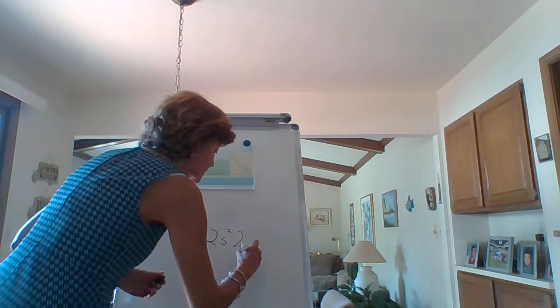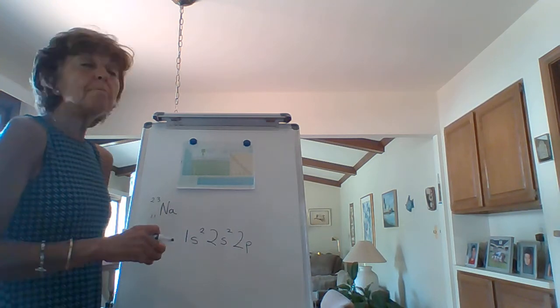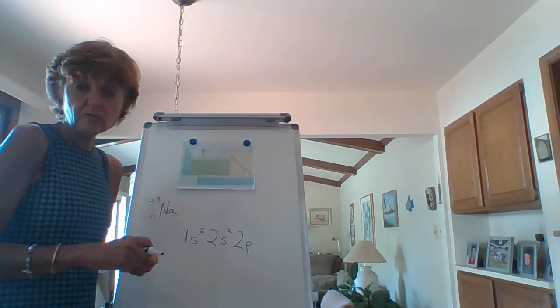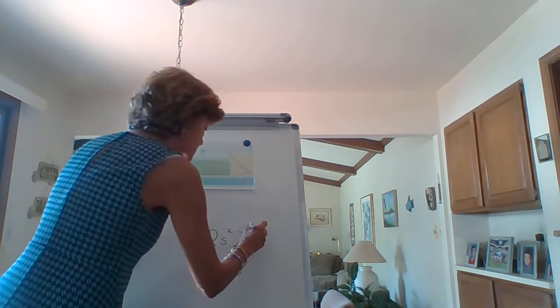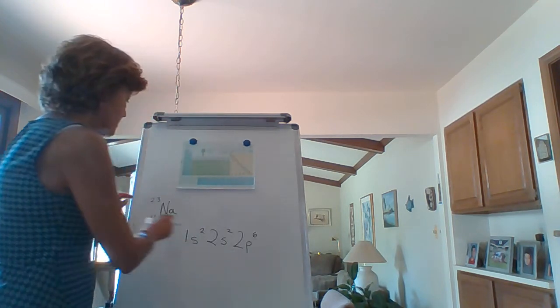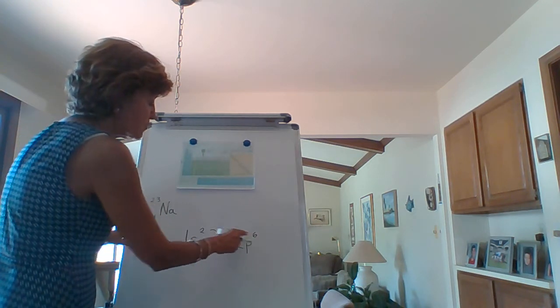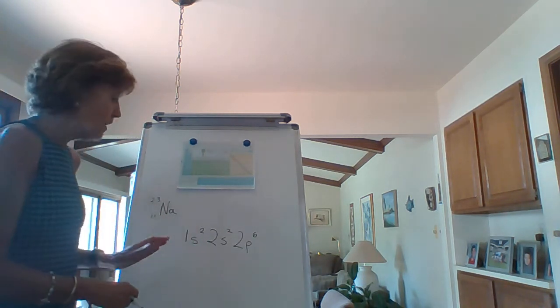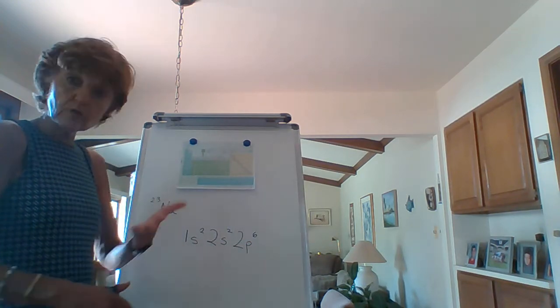So now we're in the P subshell. Maximum, how many electrons can you fit in the P subshell? We said 6. So we put the 6 here. Do we have 11 yet? Count the superscripts. 6 plus 2 plus 2, that's 10. Can you put any more in the second shell? No. So now we have to go to the third shell.